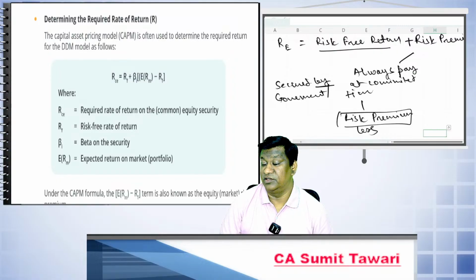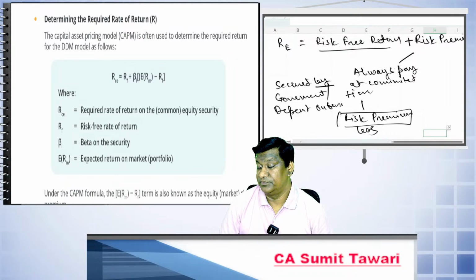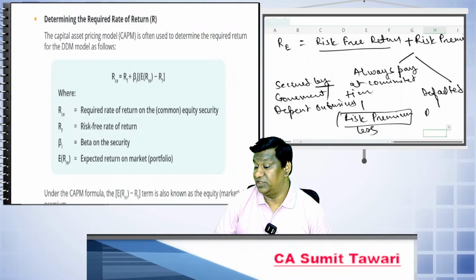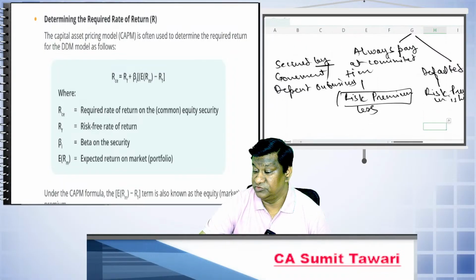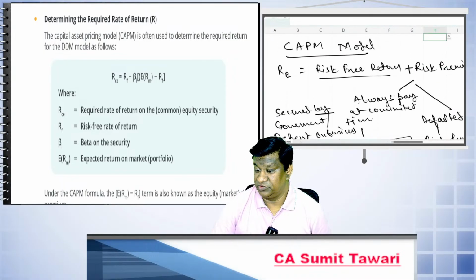Again, the return depends on the business. So some risk. But if they defaulted earlier, there are high chances of further default. So that's why the risk premium is high. Okay, so you need to keep that in mind. And I'm just giving an example so that you can understand.